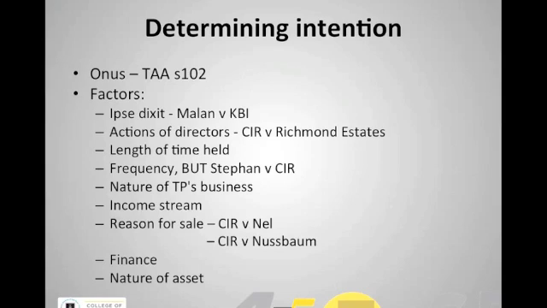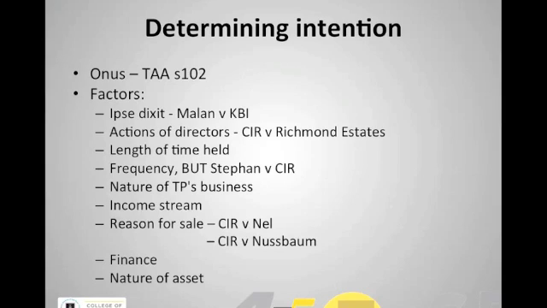So intention maybe is a difficult thing to establish, and the question is, how would we determine a taxpayer's intention? Well, first of all, it's important to say that the onus of proving the taxpayer's intention rests with the taxpayer. That used to be Section 82 of the Income Tax Act. It's now Section 102 of the Tax Administration Act. What that means is that if the transaction appears that it may be revenue, SARS is entitled to treat it as revenue, and it rests on the taxpayer to prove that it's capital.